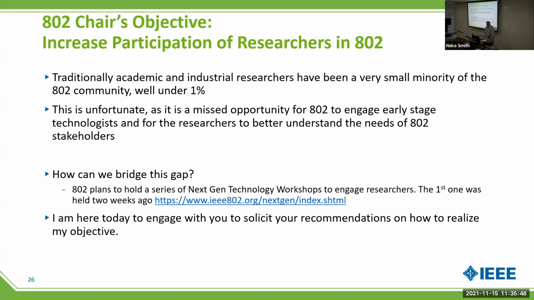I'm here to get some advice from you guys. How can we bridge this gap? Yes, I know it's expensive. Yes, I know it takes a long time. But are there things that we can do in 802 that make it sufficiently attractive to your community that we can mix the two of them together better than we currently have?